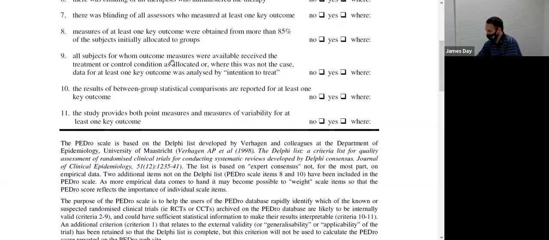All subjects for whom outcome measures were available received the treatment or control condition as allocated for. All right, so again, neither have to do with drop. Is there anything particularly? So intention to treat is a very specific type of study. We probably don't deal with that very often because it usually has to do with more serious conditions where you have to do something, right, where a true control would not be appropriate.